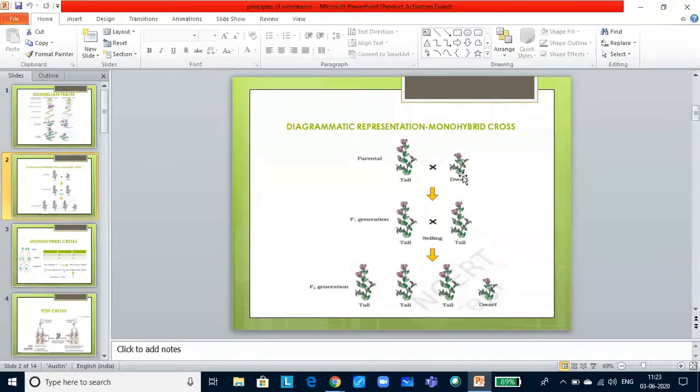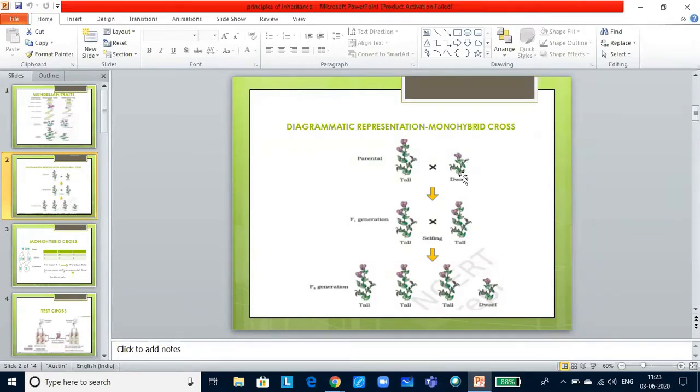Then he brought in hybridization. That means to say he removed the pollen from the dwarf plant and dusted it on the stigma, and then he got a generation from this plant, which was called the F1 generation. So when he did it, he got all tall plants in the F1 generation. And then he thought that there is one factor which is expressing itself in the F1 generation, which he called a dominant trait.